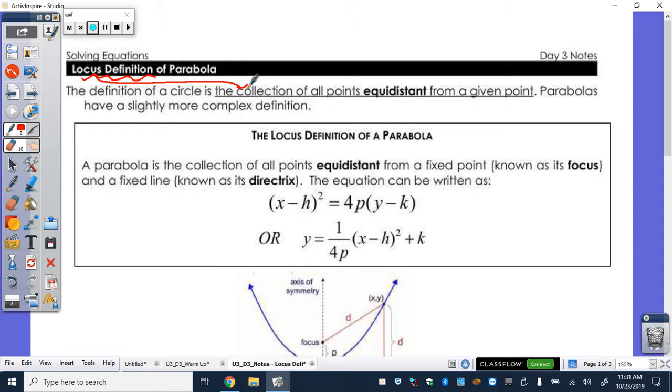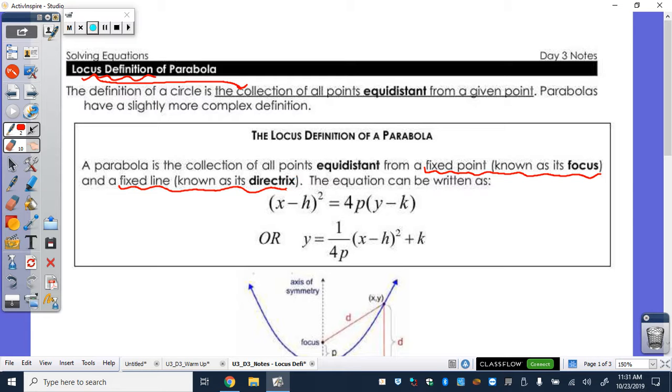So with parabolas, what happens when we find the locus is really we're given a fixed point, which we refer to as the focus, and then we're given a fixed line, which is known as your directrix. And you're trying to find all the points that are equidistant from that point and that line, and it creates the shape of a parabola. So once we get that parabola, we have to write its equation.